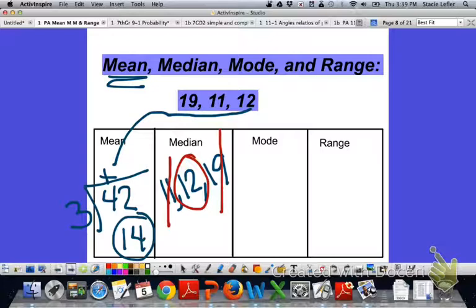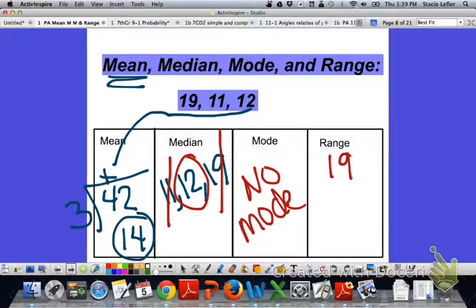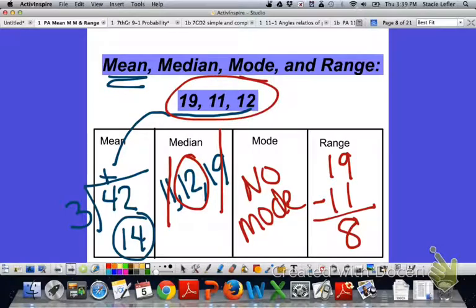Mode's the one that shows up the most often. There is no mode in this data set. And range is the difference between. So we have the largest minus the smallest number. And the range is 8. So there's a range of 8 numbers in that data set.